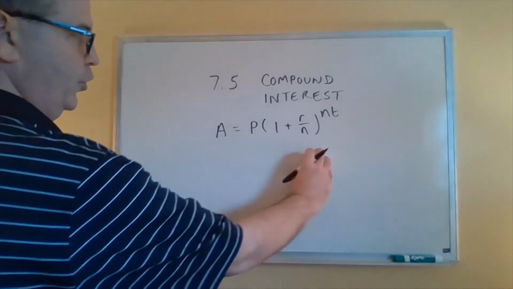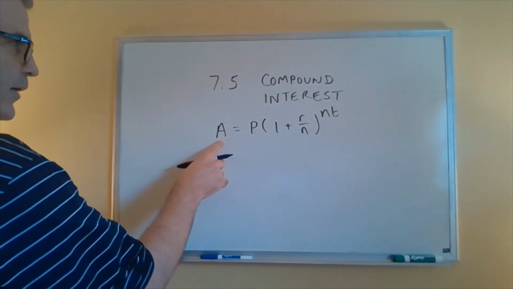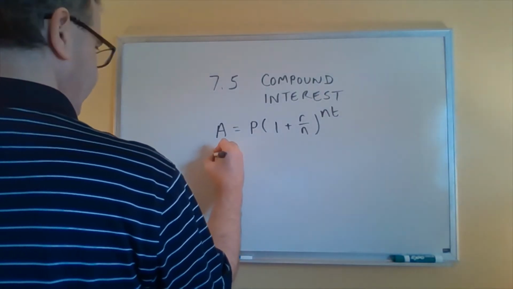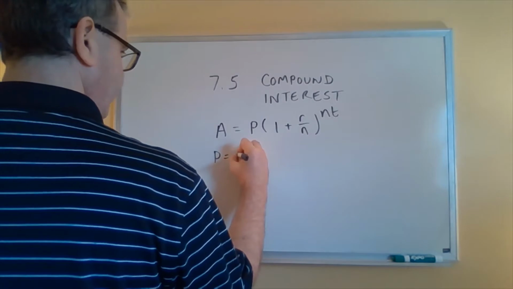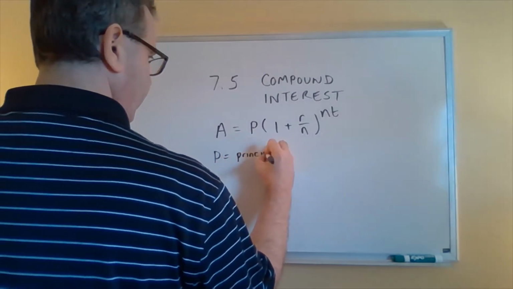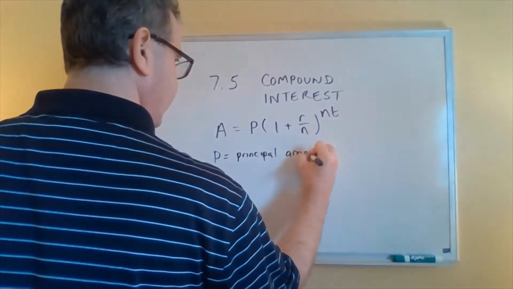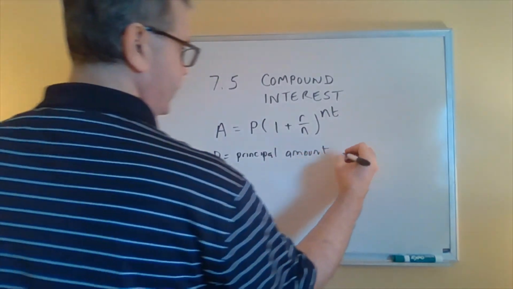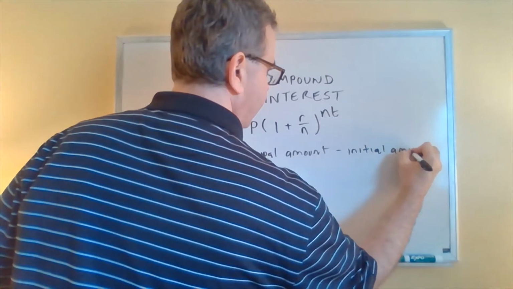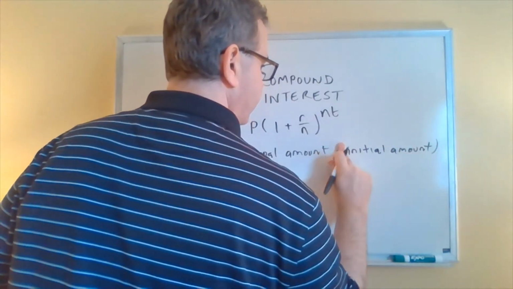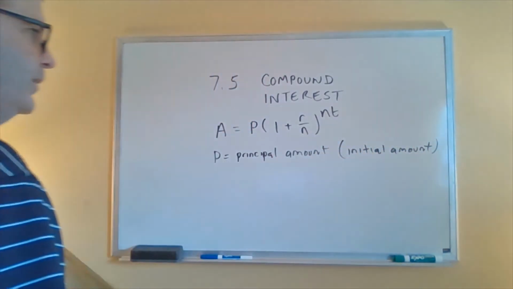So here is the formula for compound interest. This is going to be our final amount, A here. But what are these amounts? Principal, that's our principal amount. And what does the principal amount mean? Well, that's just our initial amount. That's what our principal means.